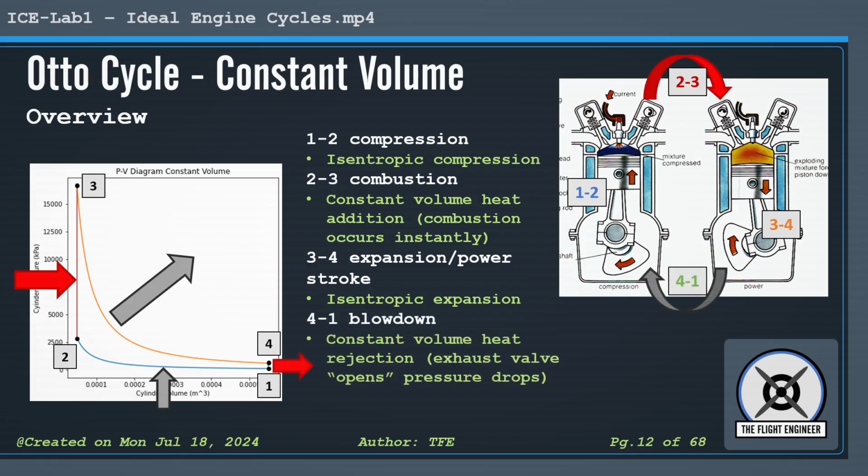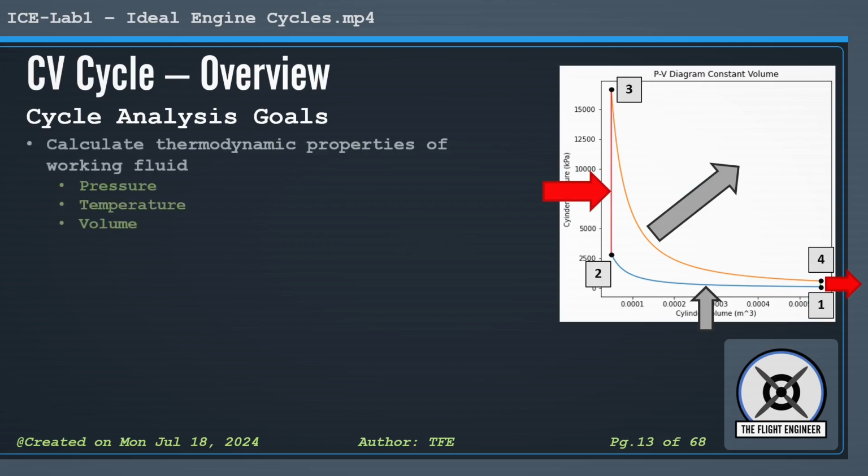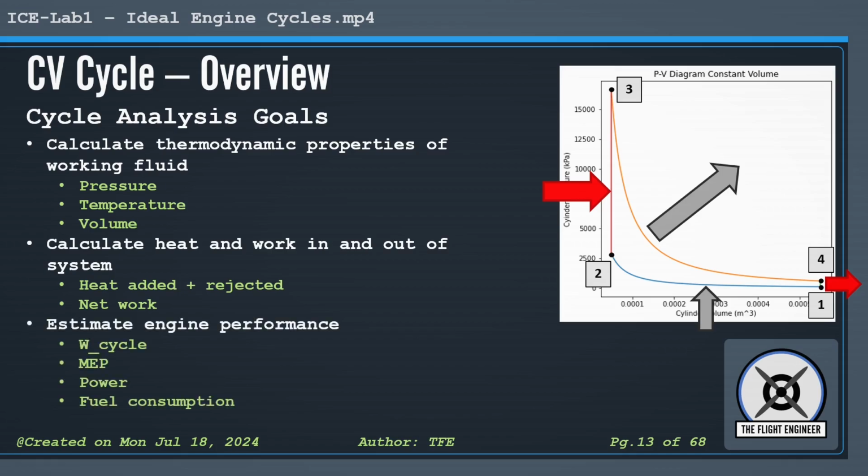Finally, we have blowdown from 4 to 1. This replicates the exhaust valve opening and all the hot gases rushing out. We characterize this as an instantaneous rejection of heat at bottom dead center. Now that we understand the steps and the thermodynamic processes that drive them, we can calculate the pressure, temperature, and volume of the working fluid through each point. Once we understand these variables, we can then use them to calculate heat and work transferred throughout the cycle. This will then allow us to predict the engine's performance.